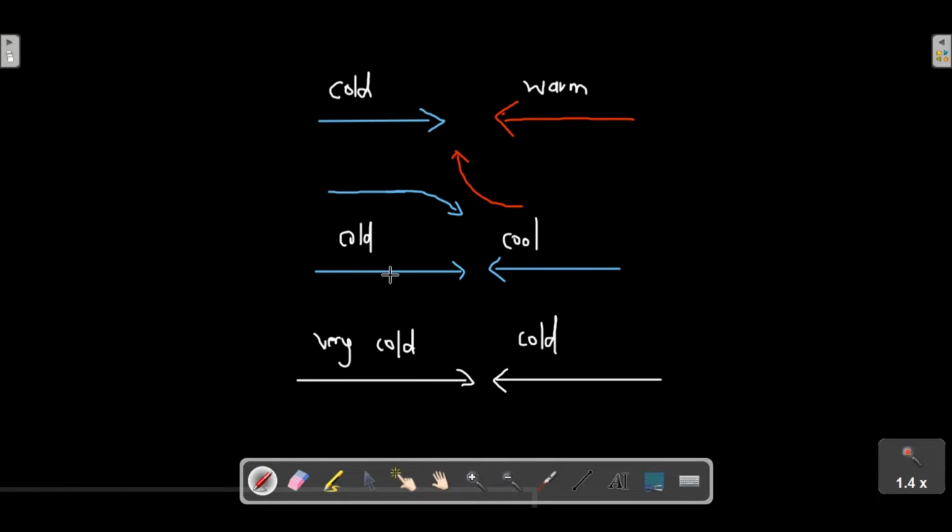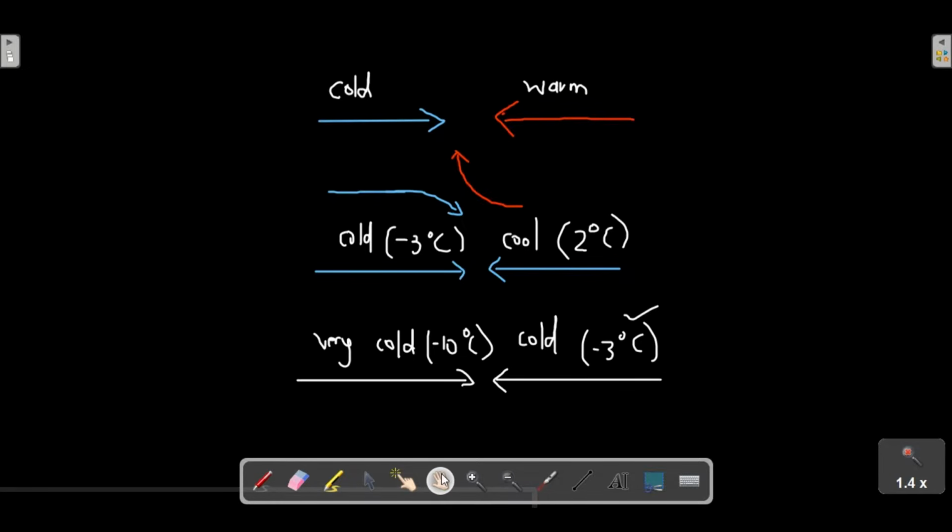So between cold and cool, cold could be, let's say, -3 degrees Celsius, and cool could be maybe 2 or 8. It's a relative term really. So cool is slightly warmer than cold, and then very cold could be maybe -10 degrees Celsius, and cold could be exactly -3 degrees Celsius. So which one is relatively warmer than the other? This one is. So what happens then when you have these two MSs moving towards each other, converging?